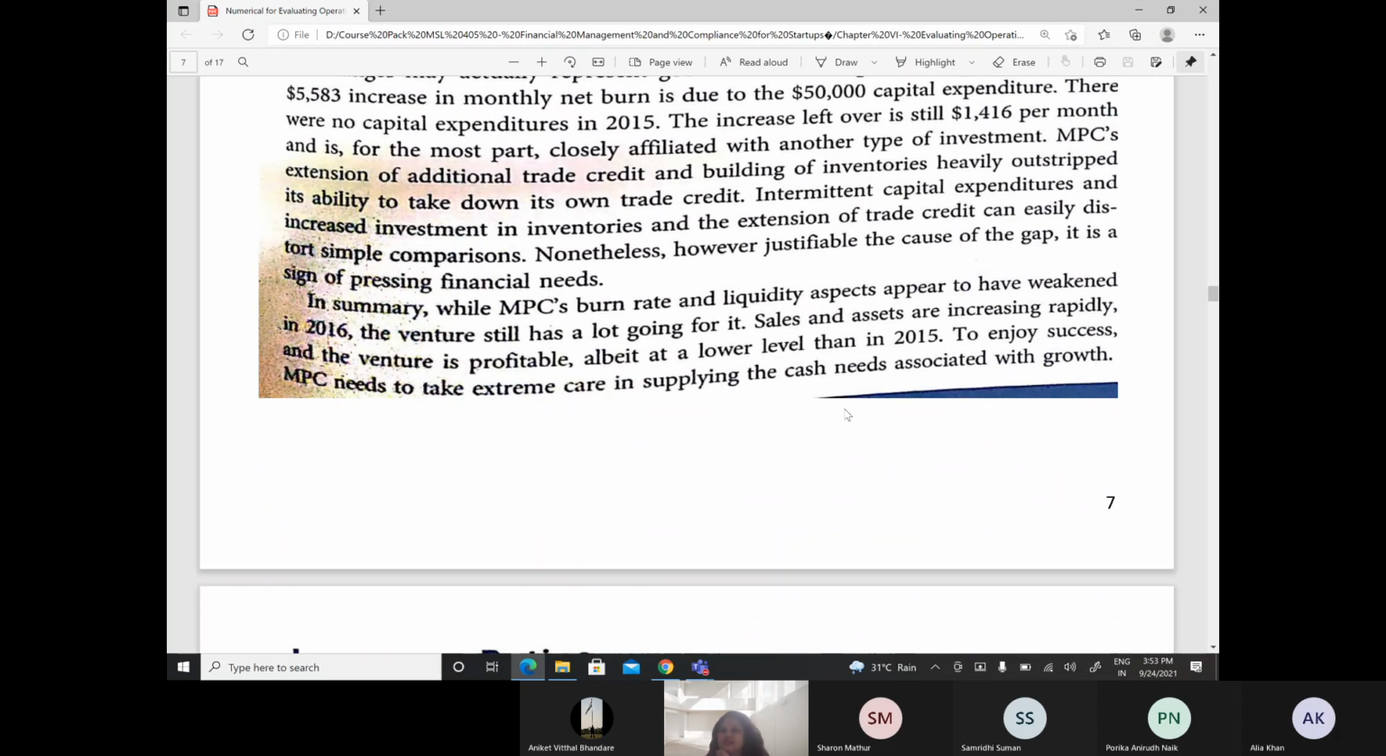The increase left over is still $1,416 per month and is for the most part closely affiliated with another type of investment. MPC's extension of additional trade credit and building of inventories heavily outstripped its ability to take down its own trade credit. Intermittent capital expenditures and increased investments in inventories and the extension of trade credit can easily distort simple comparisons. Nonetheless, however justifiable the cause of the gap, it is a sign of pressing financial needs.